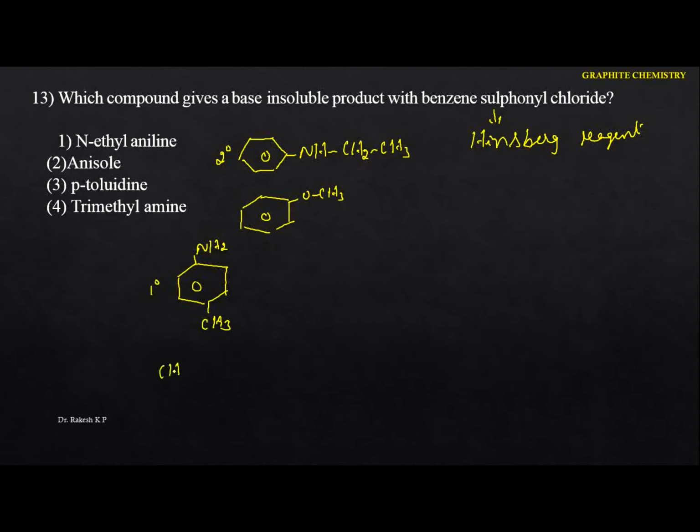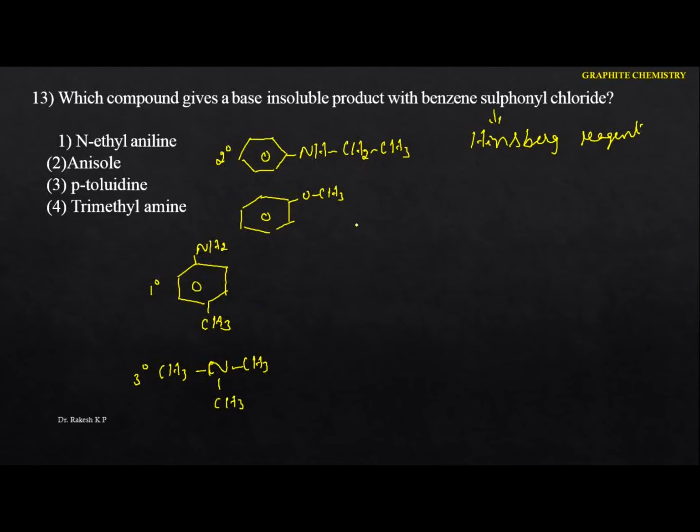And next is trimethylamine. This is the N, here it is the CH3, and also we have the CH3. So this is an example of a tertiary amine. Now, this is the reagent which is used to distinguish between primary, secondary and tertiary amines.